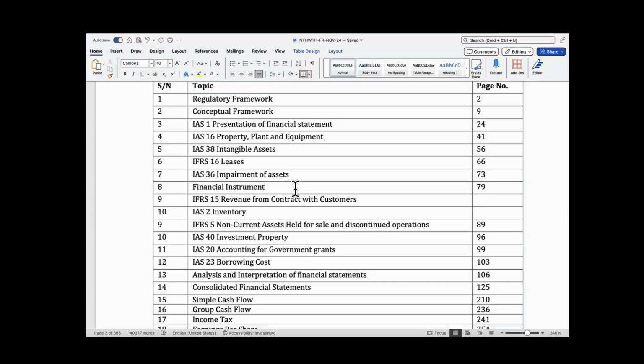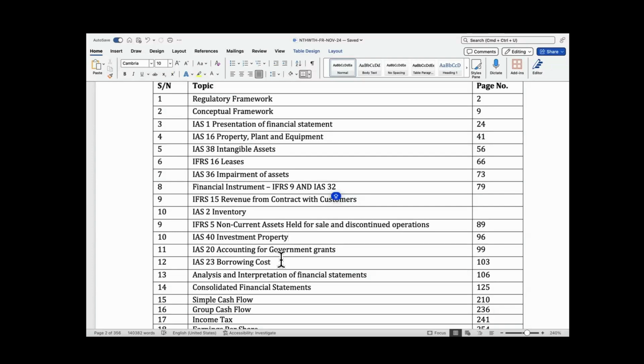Then financial instruments. For financial instruments, I would use IFRS 9 and IAS 32. Then IFRS 15 on revenue from contracts with customers. Then IAS 2 on inventory. Then IFRS 5 on non-current assets held for sale and discontinued operations. Then IAS 40 on investment property. Then IAS 20 on accounting for government grants and disclosure of government assistance.